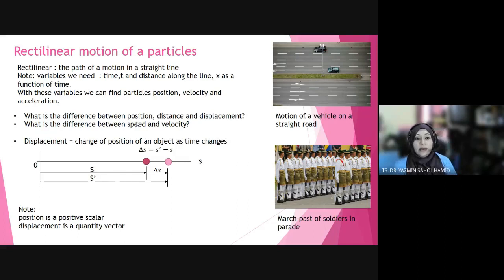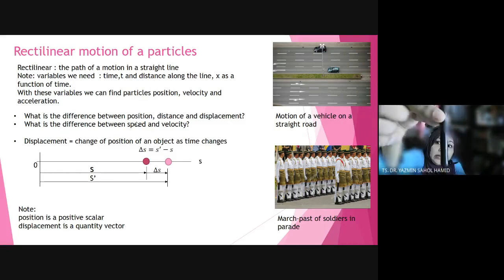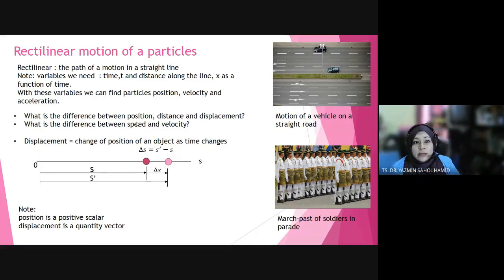Now, when you learn kinematics of particles, you will be dealing with questions whereby the particle either moves in a straight line, for example this particle here, or moves in a curved direction. So in dynamics, you will learn how to analyze the motion of the particle when it is in a straight line or when it is moving in a curved direction.